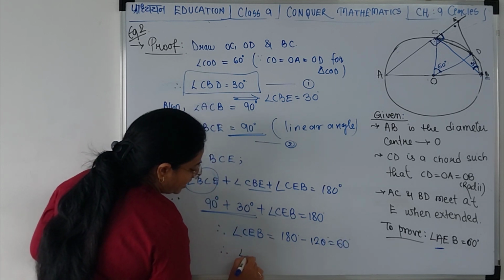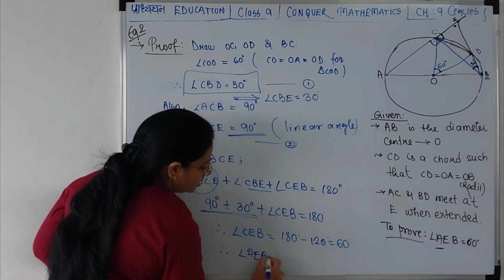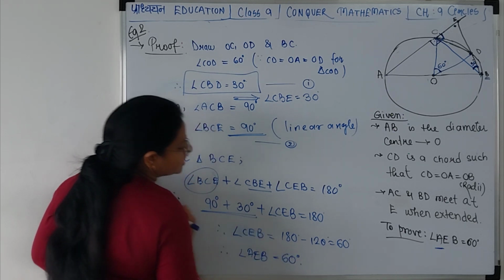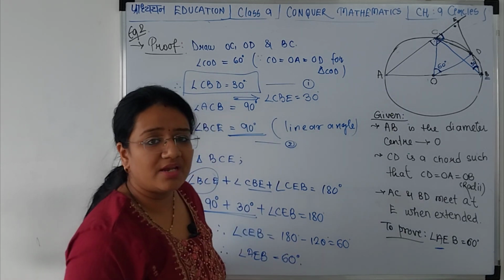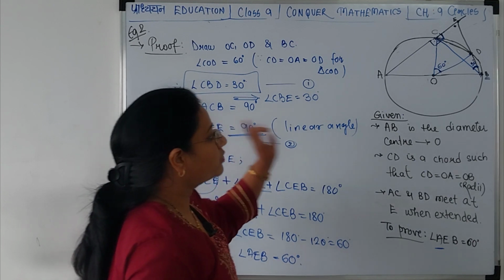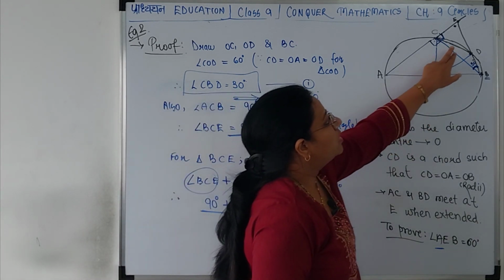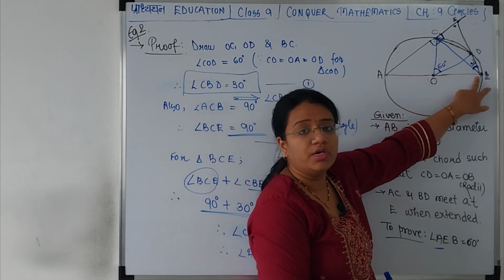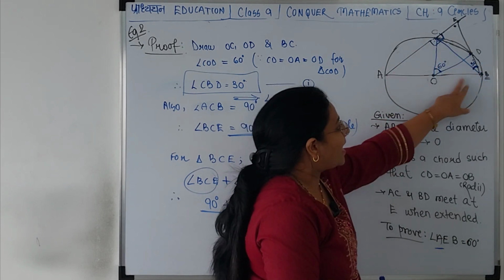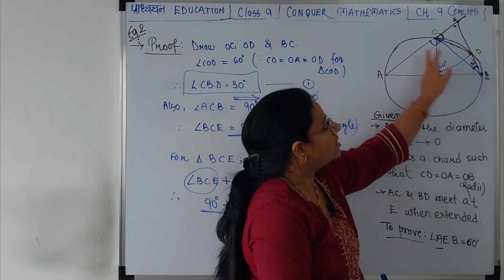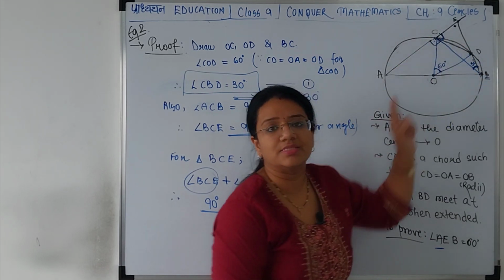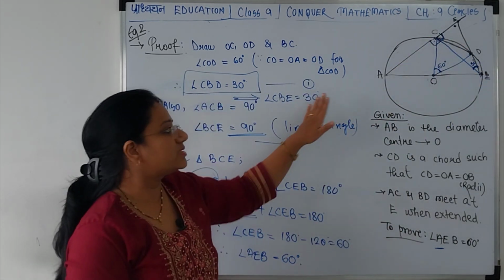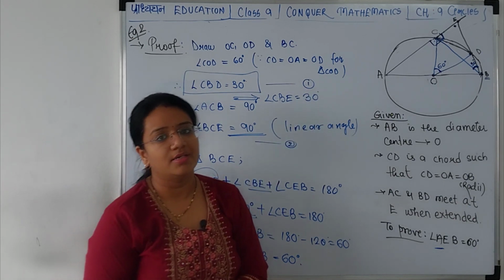So I have angle AEB equal to 60 degrees. Is that clear? It may seem a little confusing, but it is not that much, you only have to apply two or three things. Chord making an angle at the center, chord making an angle on the circle, chord or diameter making an angle in the semicircle, linear pair of angles and angle sum property. These are the four concepts used in this question. All right, is that clear?